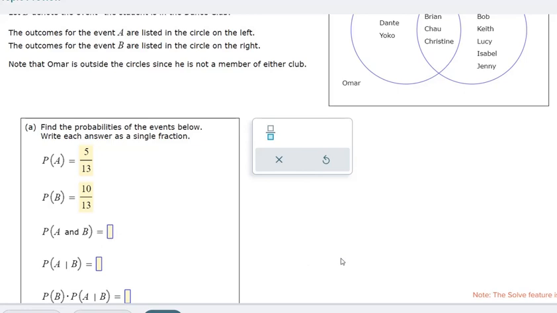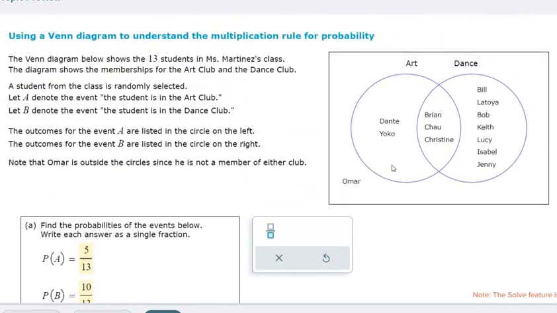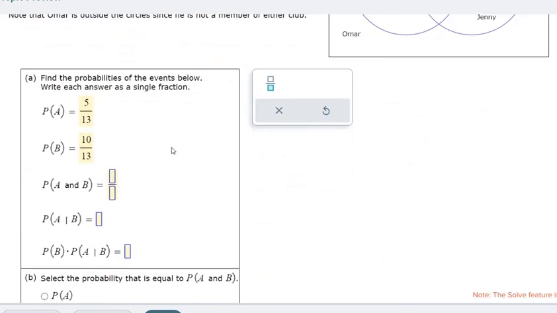Now the probability of A and B. That means they have to be people that are both in A and in B. There's only 3 people in both A and B, so we put 3 over 13 here.